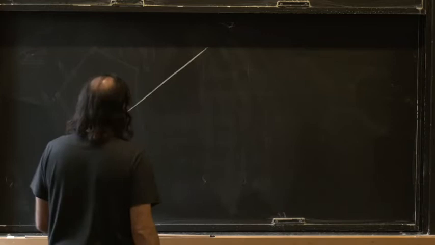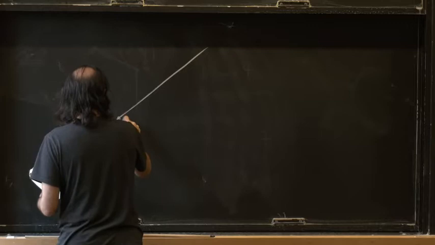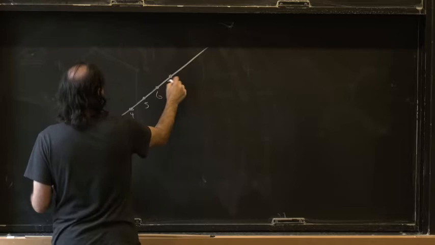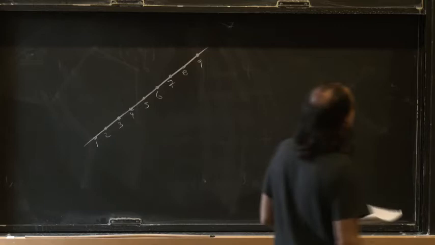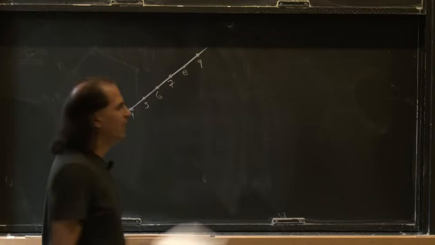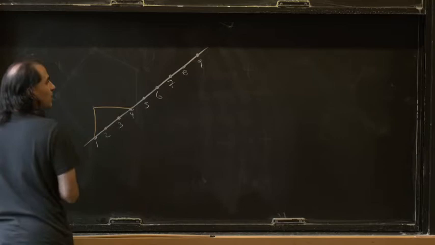So let me do it. This is kind of a big example, but I'll do it for the example that we just talked about. So I'm going to put here 1, 2, 3, 4, 5, 6, 7, 8, 9. Okay, and I'm going to just draw this permutation in the following way. I'm going to draw 1 goes to 4 like that. So starting from 1, I'll go up to 4 and then I'll cross over.